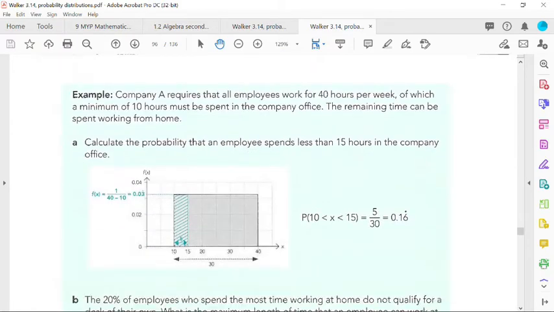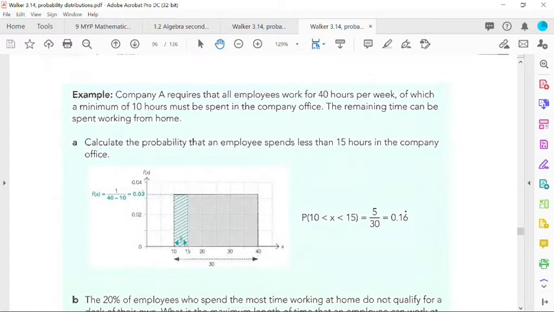Company A requires that all employees work for 40 hours per week, of which a minimum of 10 hours must be spent in the company office. The remaining time can be spent working from home. I wish. Okay. Calculate the probability the employee spends less than 15 hours in the company office.